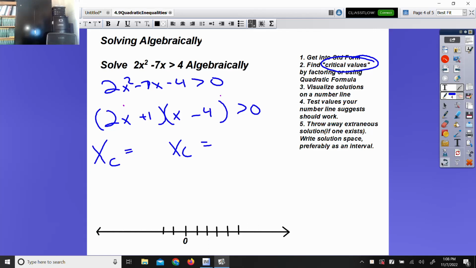You still do the zero product property, kids. If 2x plus 1 could equal 0, what would it be? Negative 1/2. Even though it can. Another reason why we rename them. If x minus 4 could be 0, it'd be 4. When you plot those on a number line, notice the open circles? You know why the open circles are there? Because it doesn't have equality.